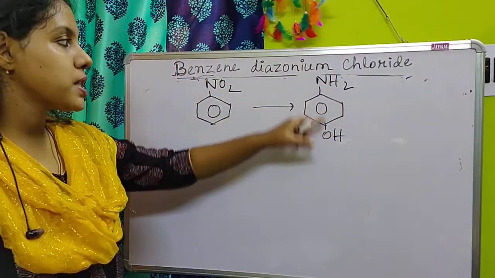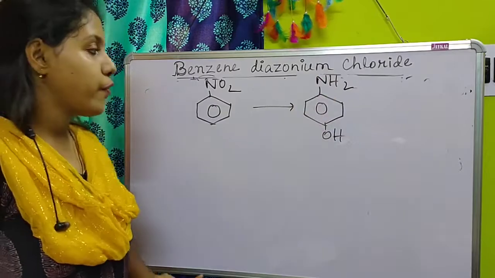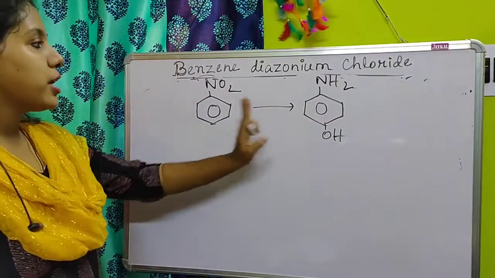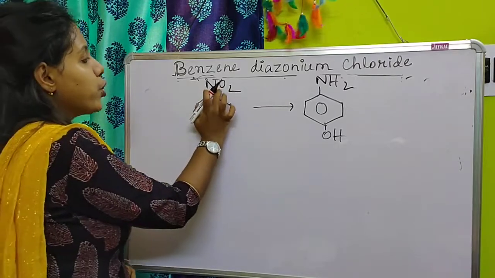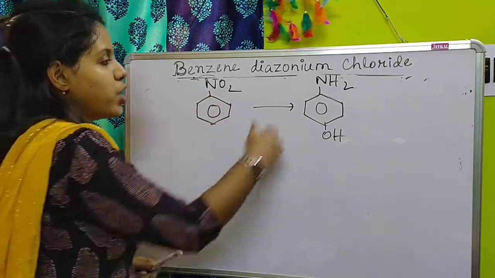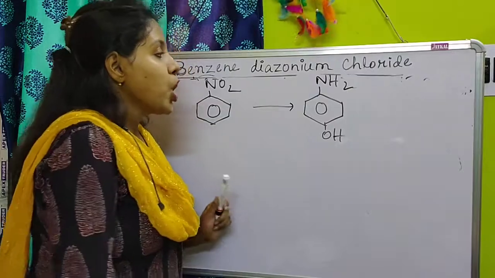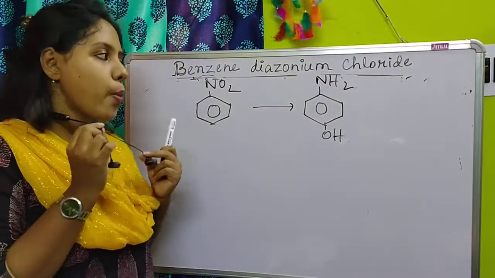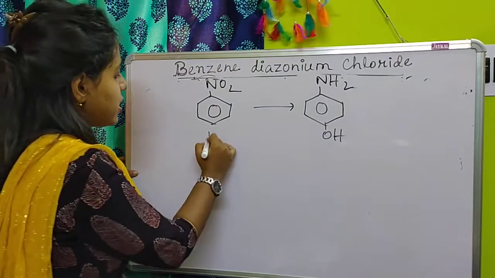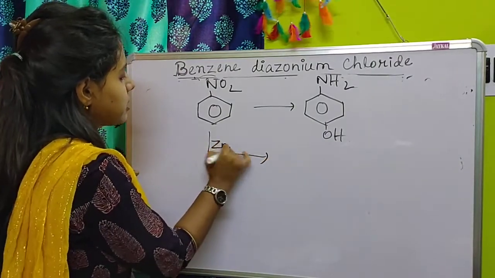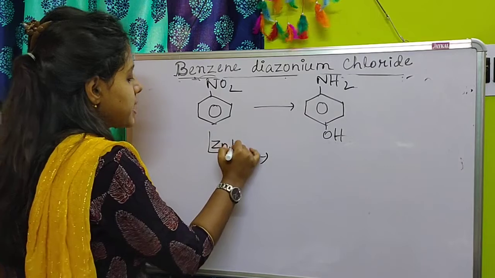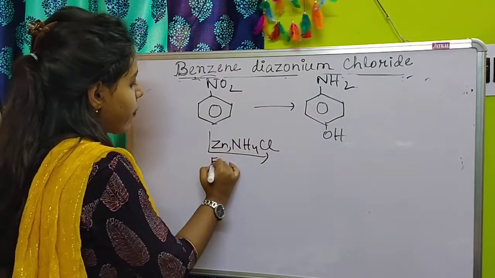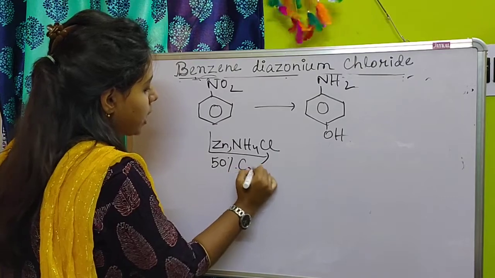Okay, at para positions there are an amino group and a phenol, that is OH group. So how could we convert this? To convert this, first of all we have to reduce the NO2 group into NH2 group. For this purpose you have to do the Mulliken-Barker test, where we add zinc particles in presence of solid ammonium chloride and 50% ethanol.